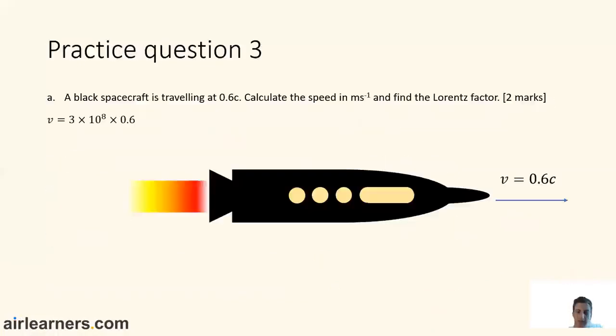All right, so a black spacecraft is traveling at 0.6 c. So 0.6 times the speed of light. Calculate the speed in meters per second and find the Lorentz factor. 2 marks, which should take you probably less than 2 minutes, but you've got up to 2 minutes to do the question.